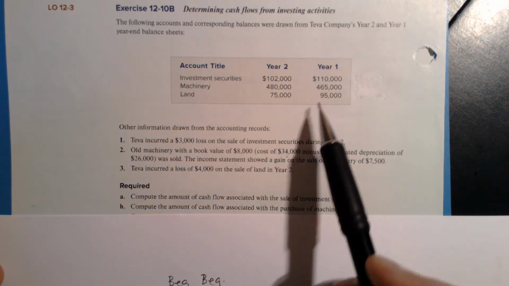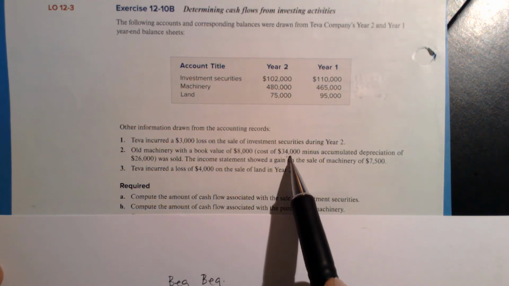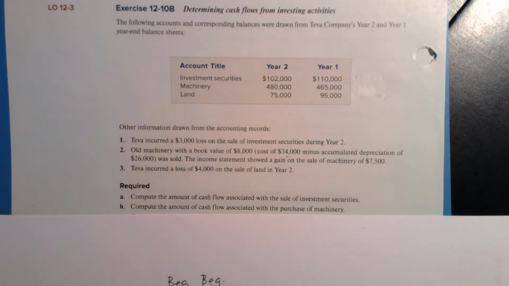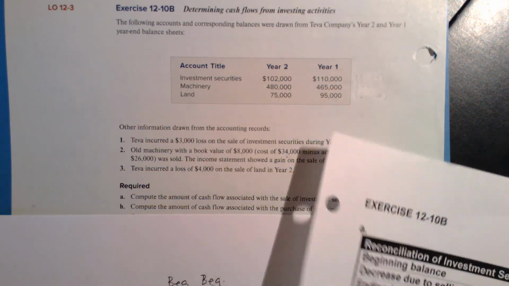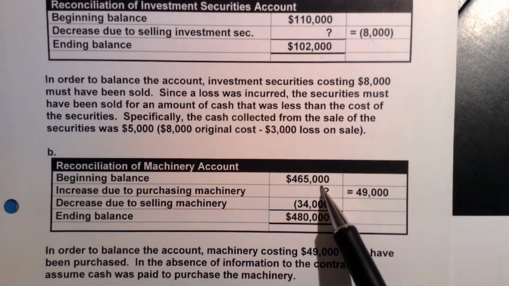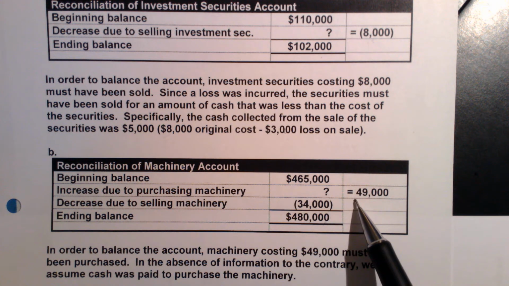So in this case here, machinery went from 465 to 480, but I know it decreased by 34 because I sold something. So here's where I can say, I want to know how much it increased by. I know how much it decreased by, and I know my starting and I know my ending. So in this case, I started at 465. It went down by 34,000, and I ended at 480. So I can find the missing number that makes that equation work, which is $49,000.